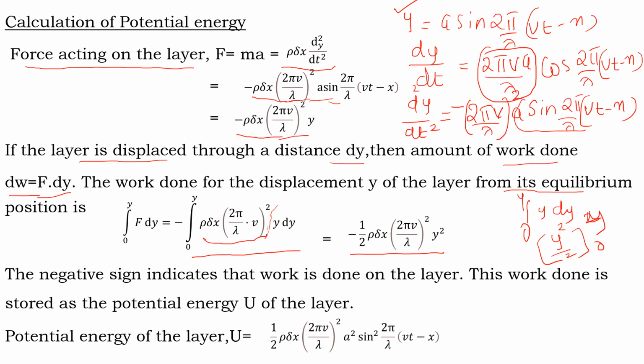This work done is stored in the layer as its potential energy. And this negative sign shows that the work is done on the layer. That is, the layer gets a positive potential energy. Hence, the potential energy of the layer U is equal to half rho delta x (2 pi v by lambda) the whole square a square sin square 2 pi by lambda into (vt minus x).